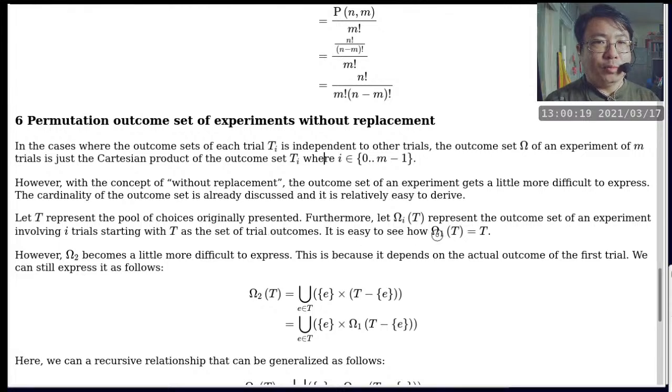All right, so omega 1 of T is just T itself, because this says it is an experiment of only one trial. If you have an experiment of only one trial, it is just the trial itself. So whatever outcome of the trial becomes the outcome of the experiment. Does that make sense? Okay, so we're good.